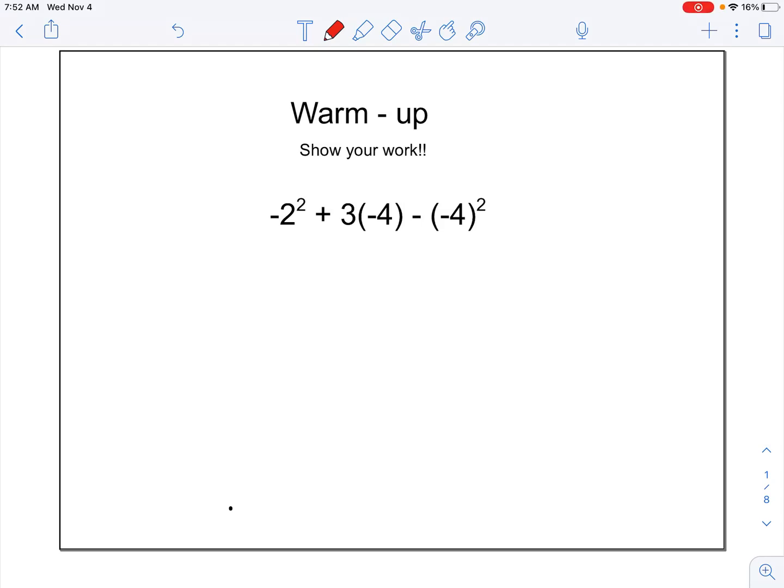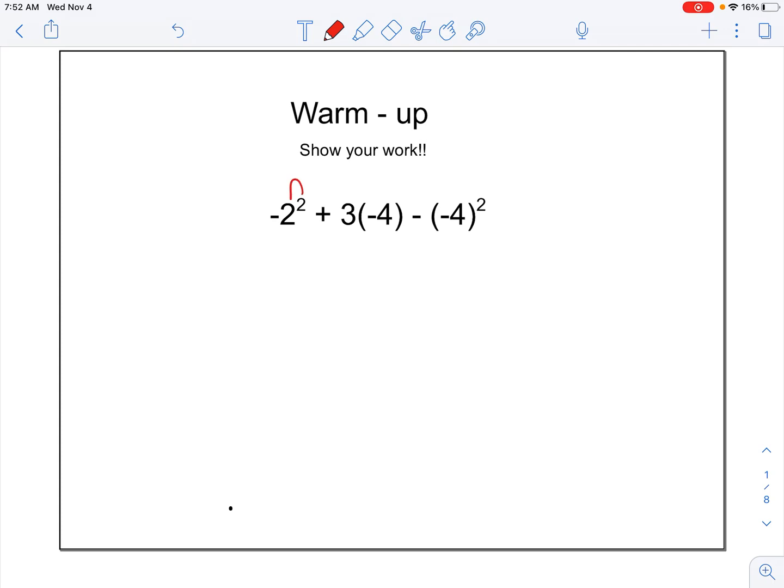So let's start today's lesson with a warm-up. I'm going to ask you to read through it before you start. So it is the opposite of 2 squared, plus 3 times -4 minus -4 squared. I don't have any parentheses. They are just there to mean multiplication and to capture the negative.